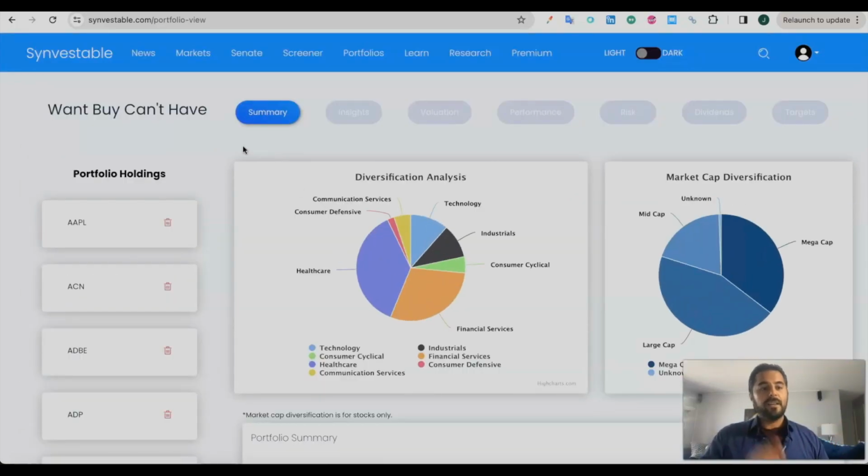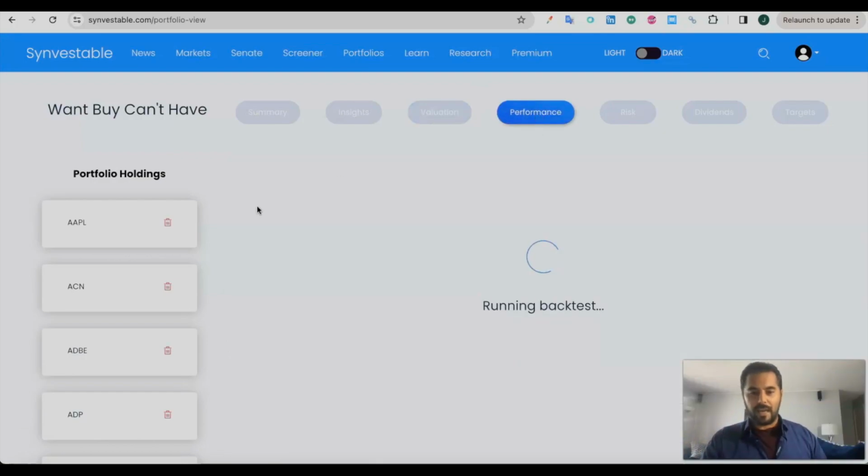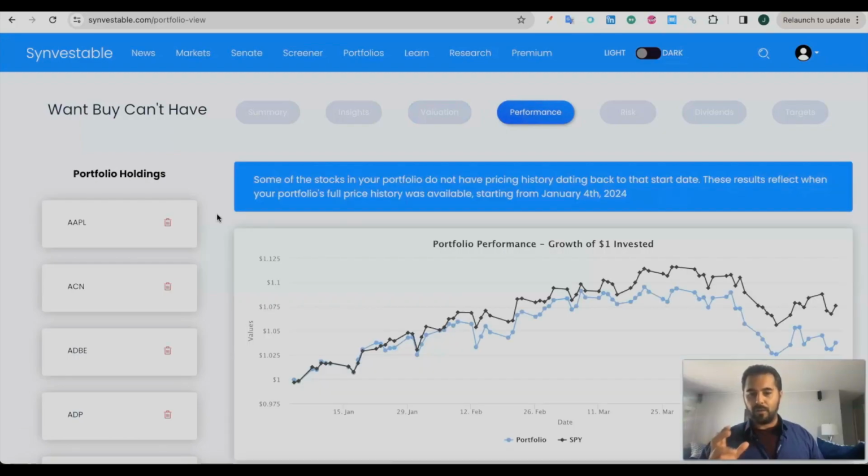So if I click on this portfolio, this "want but can't have" portfolio, this is a portfolio of companies that I created that I want to be invested in, but right now their valuation just isn't favorable. I don't like their price right now. So I just threw them all into a watch list so I can keep track of them. But if you're a Quant Premium subscriber, what you're going to do is click on this Performance tab, and this is going to run a quantitative backtest of this portfolio relative to the S&P 500.